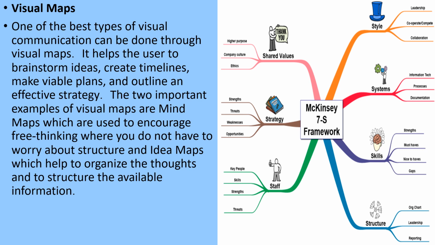The McKinsey 7S framework. You just look at that. The shared values, style, systems, skills, structure, staff, strategy. These are the framework visual. Okay, it shows the visual of our human being.